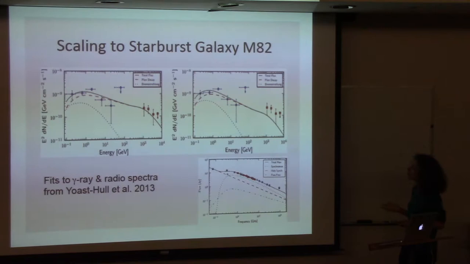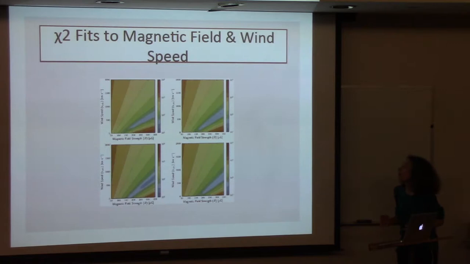Since we were able to get good fits, we were able to put constraints on some parameters that are not as well measured as things like the gas density, in particular the strength of the magnetic field and the speed of the wind that we can observe from NGC 253. So these are chi-squared plots for several different models of input spectra and densities. And you can see magnetic field strength here, wind speed here.